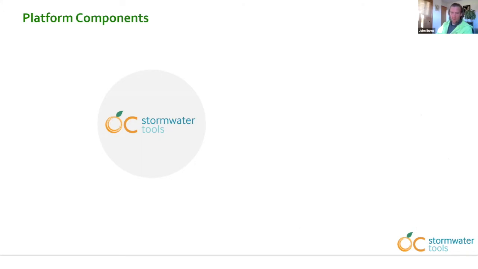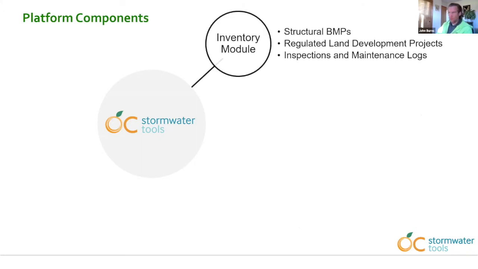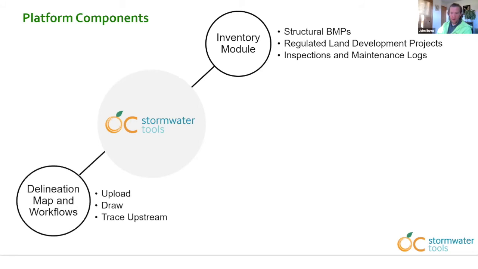So starting with a modular component, we have built out initially the inventory module for determining the location and type of structural BMPs that exist, identifying the regulated land development projects, called water quality management plans, or WQMPs in the Orange County vernacular, in the South County permit language, but you could just think of these as parcel-based BMPs, and then the inspection and maintenance logs tracked through the inventory module.